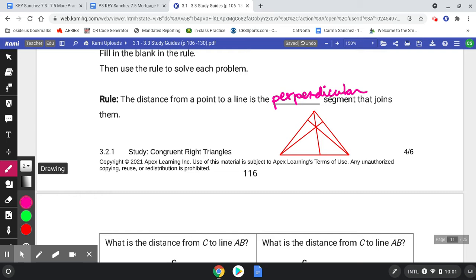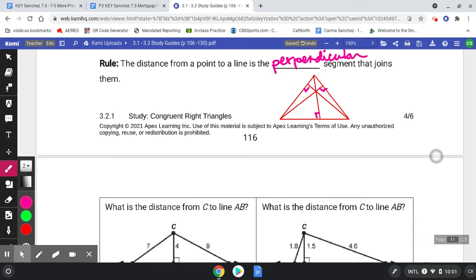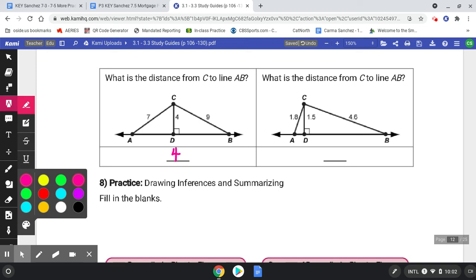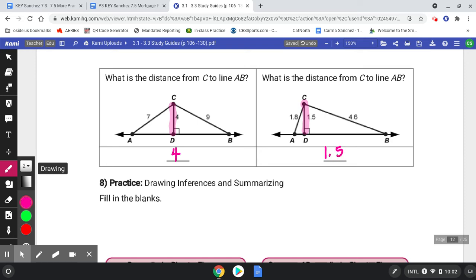Obviously, my little sketch here isn't perfect, but we talked about the distance from a point to a line is that perpendicular. We talked about these altitudes last time. So that perpendicular segment is going to be discussed now. So what is the distance from C to line AB? Do you guys see it there in the picture? You got it. It's 4. That's this distance right here. And then finally, what is the distance from C to line AB? You got it. It's this distance right here of 1.5.